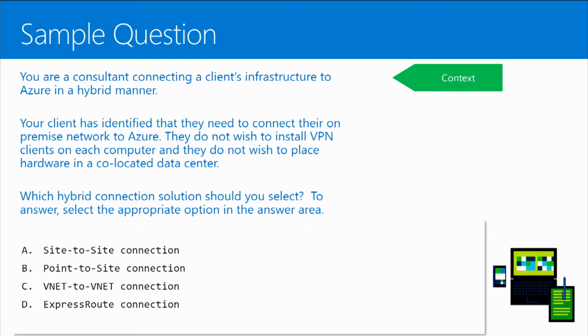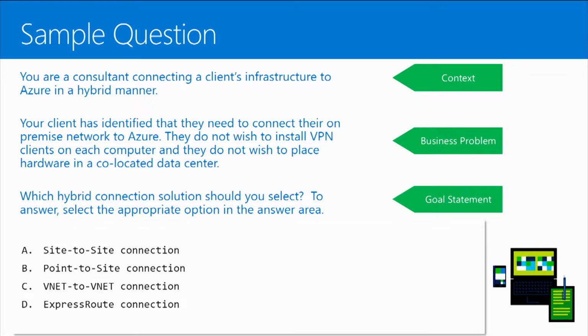Once you get past the business context, the question will generally define a business problem. Your client has identified that they need to connect their own premise network to Azure. They do not wish to install VPN clients on each computer, and they do not wish to place hardware in a co-located data center. Now that we know these parameters, which hybrid connection solution should you select? To answer, select the appropriate option in the answer area.